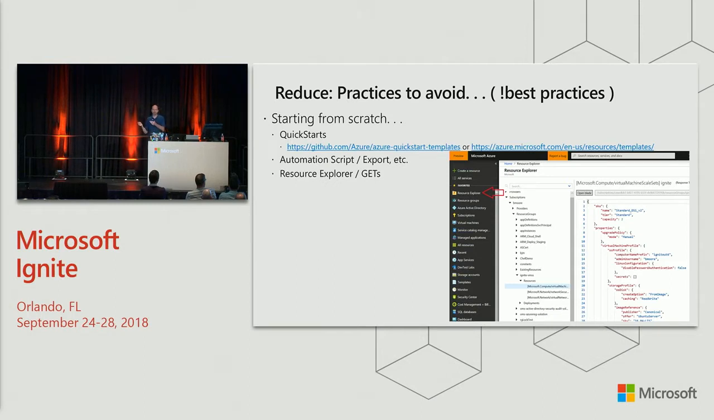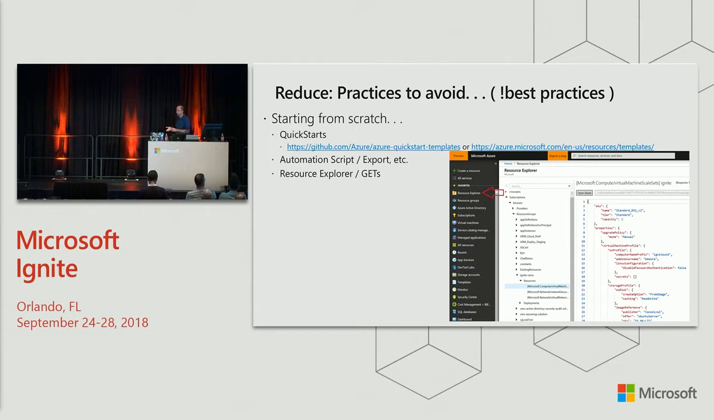But what that will do is go through and do a get on the resources in Azure. And then Azure will return the JSON that it knows about those resources. You can take that JSON, and in a lot of cases you can carry that over into a template, and you can do your deployment there.